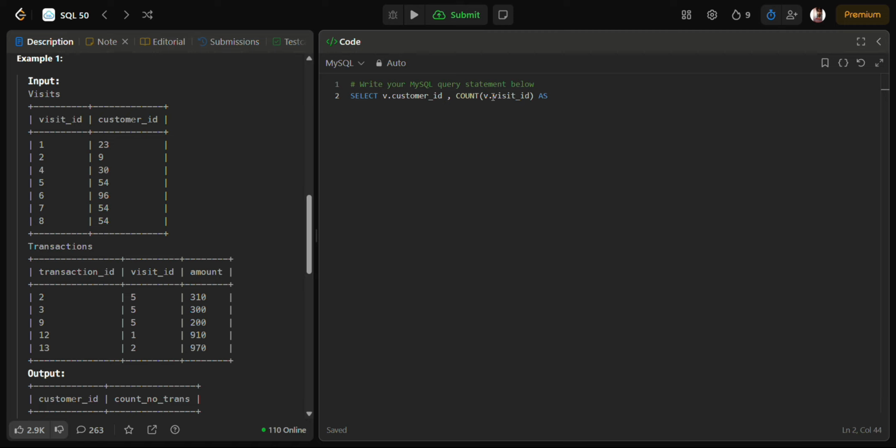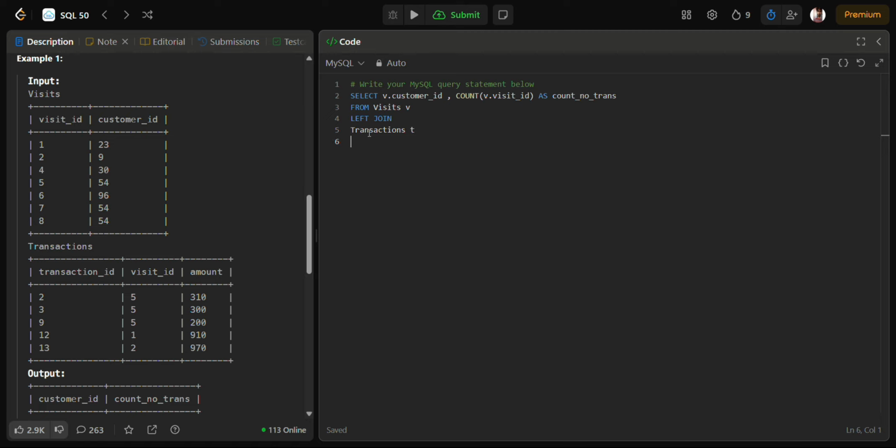With a left join, we start with the visits table. We're saying we want to keep all the visits, even if there is no matching transaction. In other words, it'll keep all records from the visits table. If a visit has a matching transaction, it will bring in the transaction details. If no transaction exists for that visit, we'll see null values in the transaction columns. That's very powerful for this kind of problem.